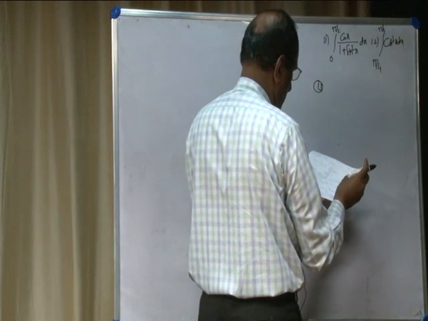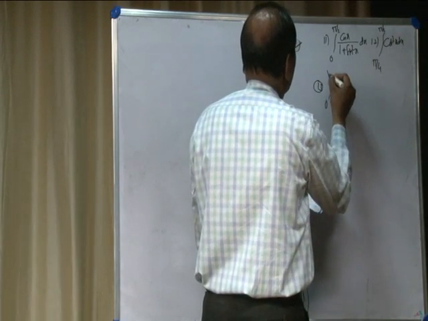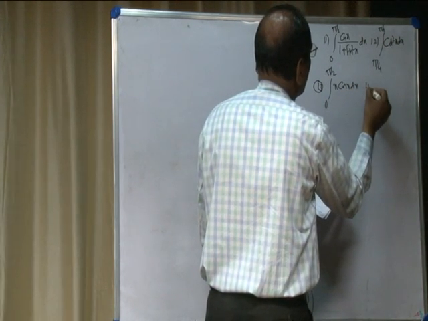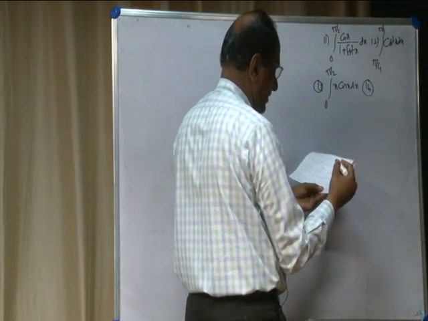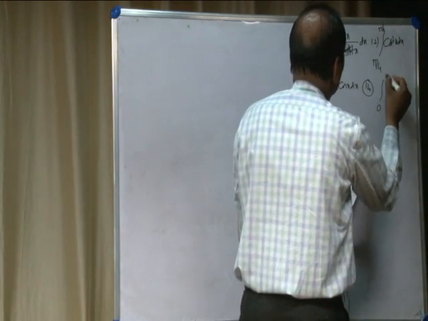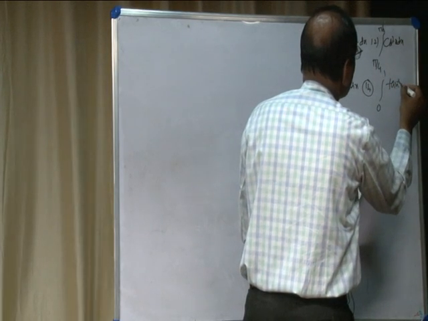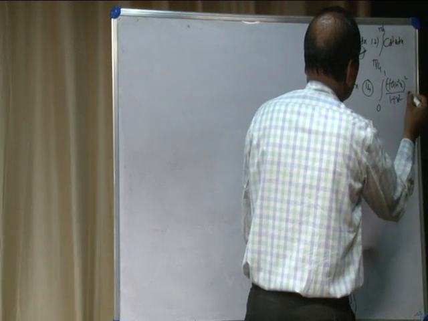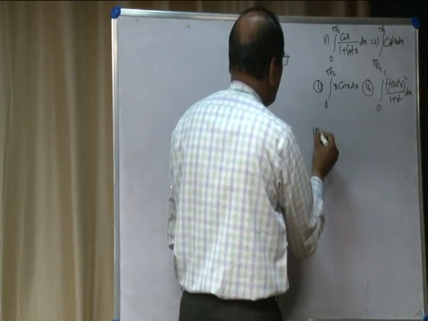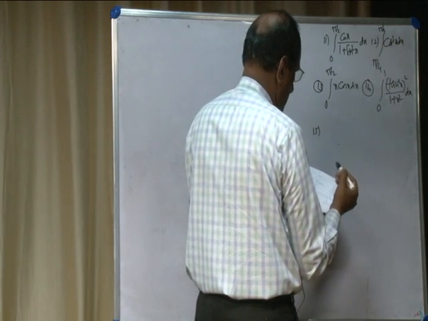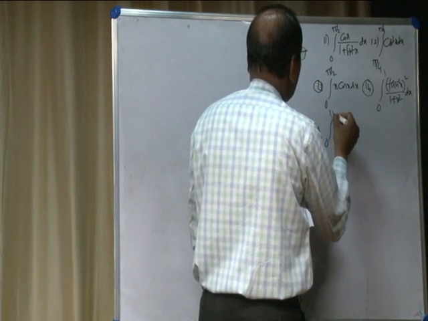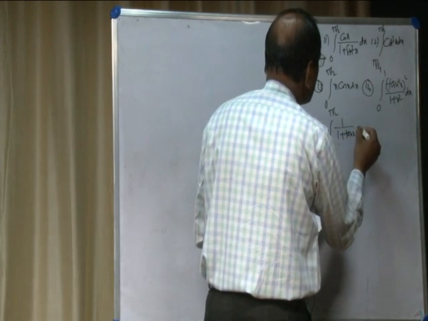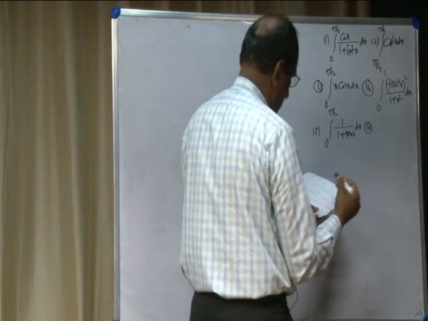Problem number 13: integral from 0 to pi by 2 of x cos x dx. 14th problem: integral from 0 to 1 of (tan inverse x) whole square by 1 plus x square dx. Problem number 15: integral from 0 to pi by 2 of 1 by 1 plus tan x dx.